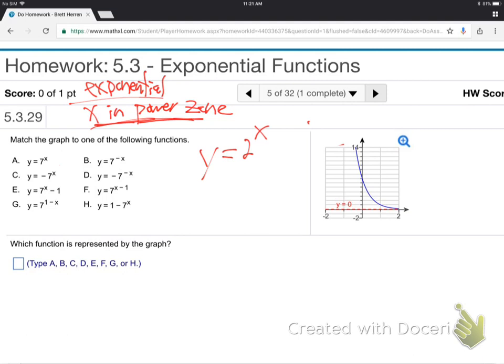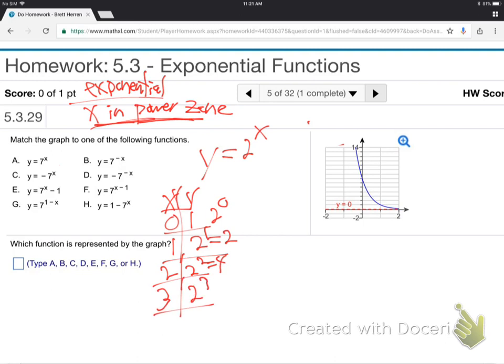It actually is. If you were to make an xy table and put in 0, you'd get 2 to the 0. Put in 1, 2 to the 1 is just 2. Put in 2, 2 to the 2 is 4. Put in 3, 2 to the 3 is 8. That's not that big. Let's just jump up to 10. What if I'm trying to make a graph, right? You don't need to write this down. I'm just giving you a feel.